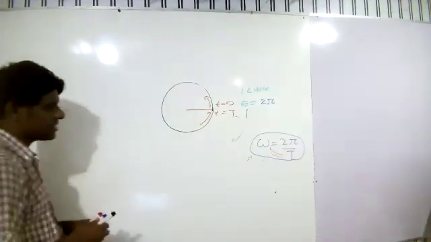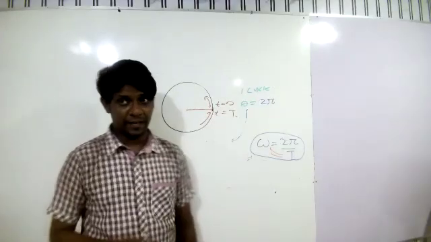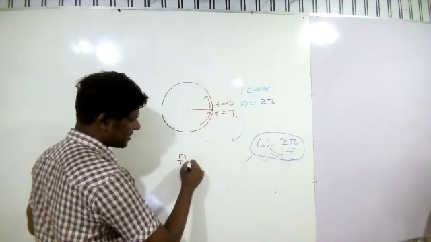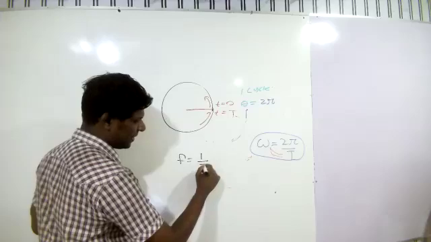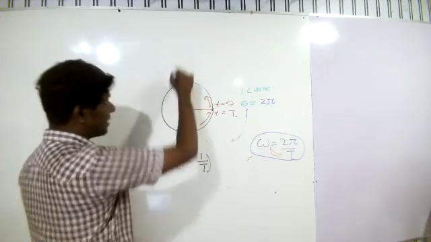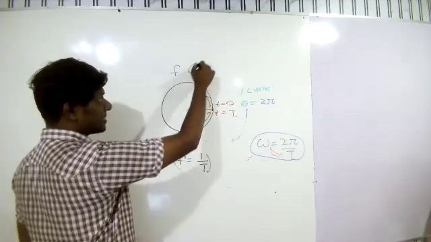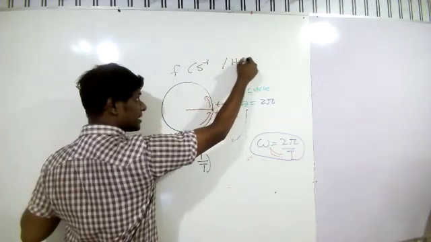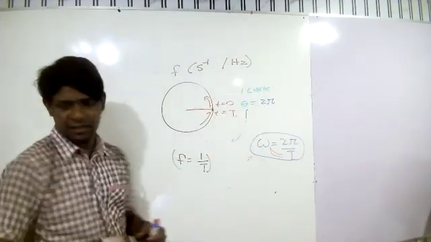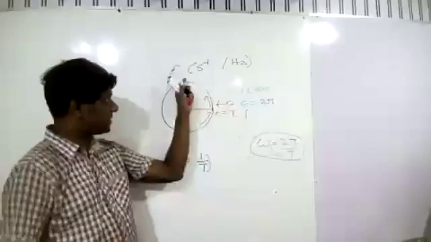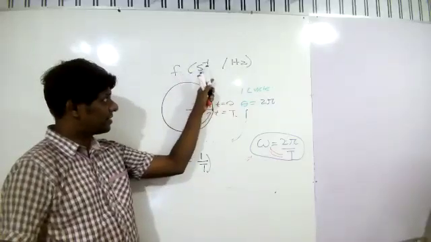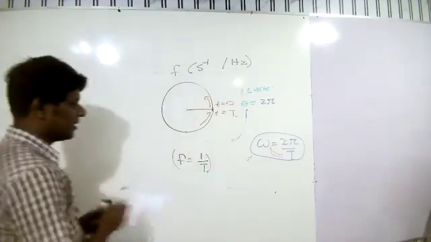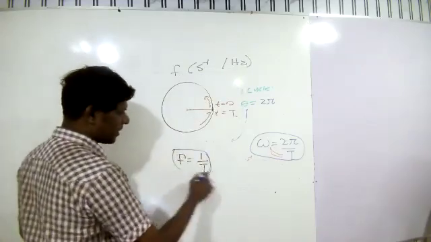Now frequency is the number of cycles per unit time. So the frequency is actually 1 over capital T. The frequency symbol is F, measured in per second, s^-1, or hertz. The equation is F equals 1 over capital T.